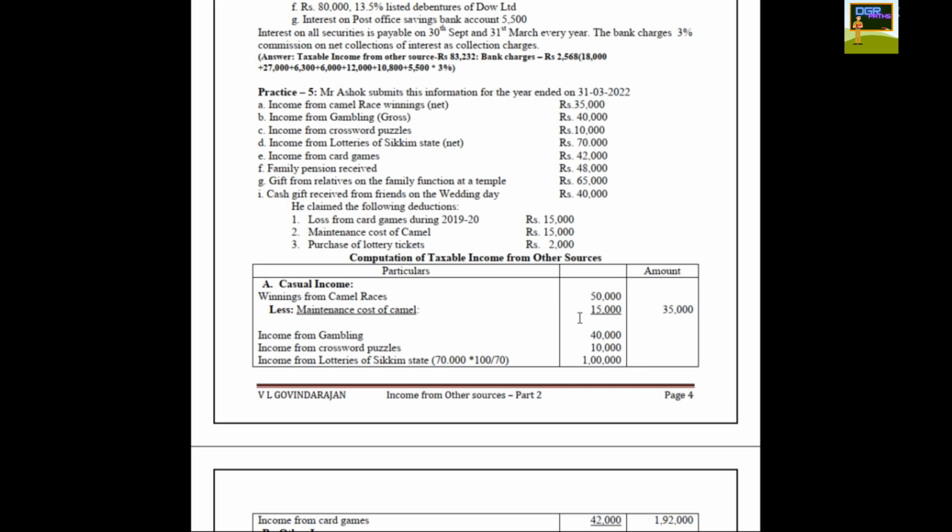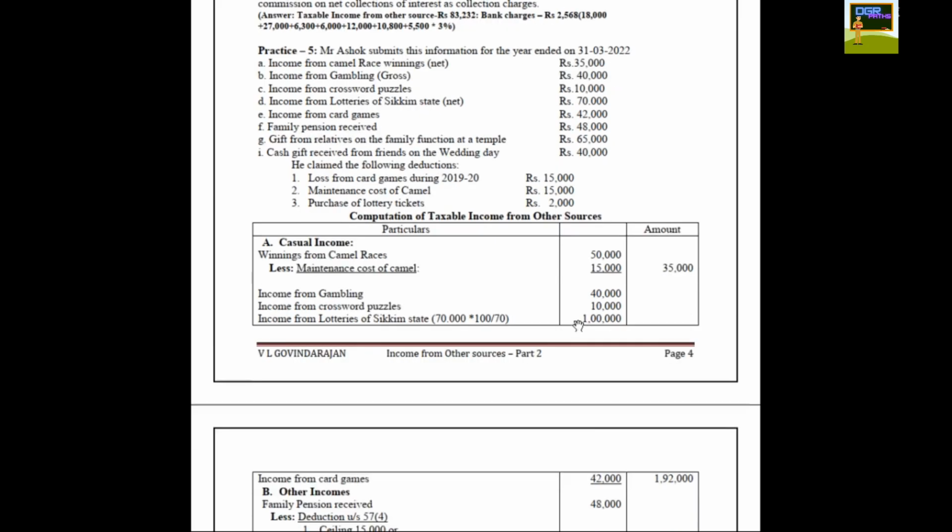First, casual income. Winnings from camel races 50,000. Actually, the net amount is 35,000 plus the TDS of 15,000. So, totally 50,000.